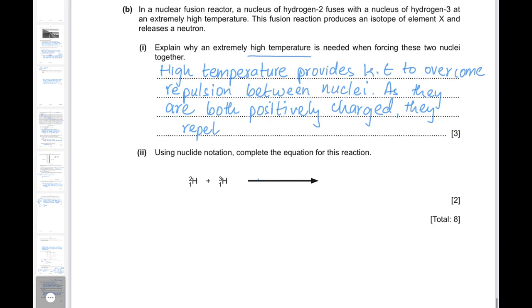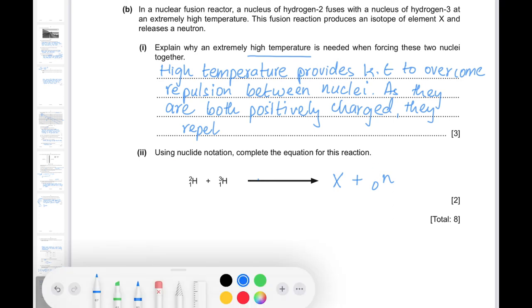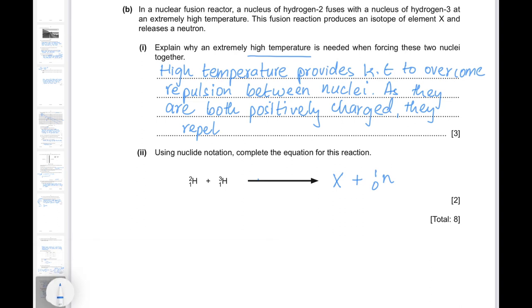Two, using nuclide notation, complete the equation for this reaction. So we know that an element X is going to form along with a neutron. Neutron has proton number 0, and in place of mass number you'd write 1. In a nuclide notation, mass number and proton number are conserved. The total mass number over here is 5, which means you need to write 4 over here to conserve that. And proton number is 2. Since the neutron has none, this would be 2. And this is it.